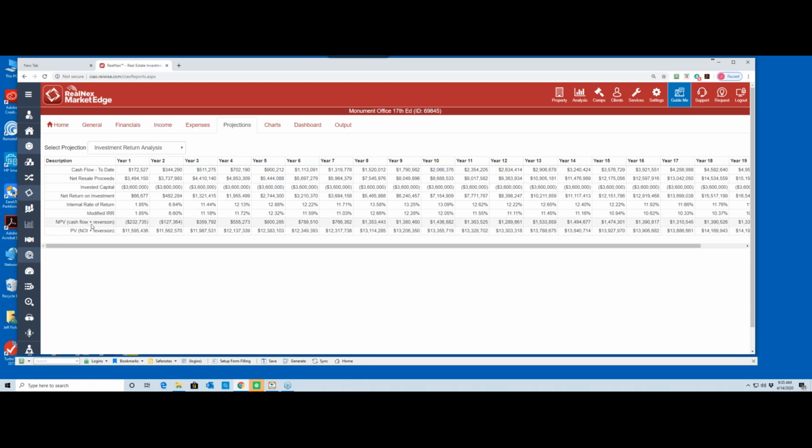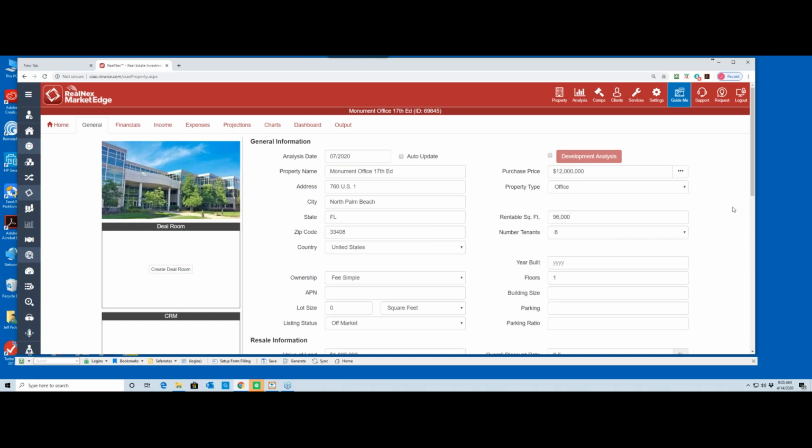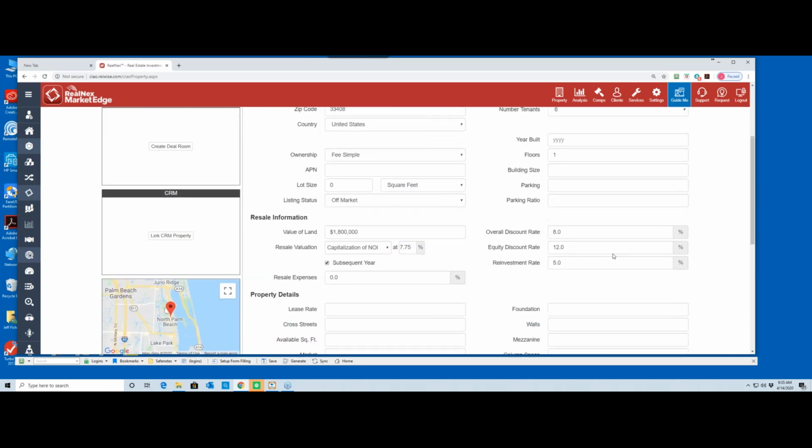NPV of cash flow and reversion is the present value of the after-tax and levered cash flows. So let me go back to the general input just to remind you of the different discount rates. Remember, we have an 8% discount rate we're going to use for unlevered cash flows, but a 12% discount rate for the levered after-tax cash flow. So the 8 is the overall unlevered, 12 is the levered after-tax cash flows.